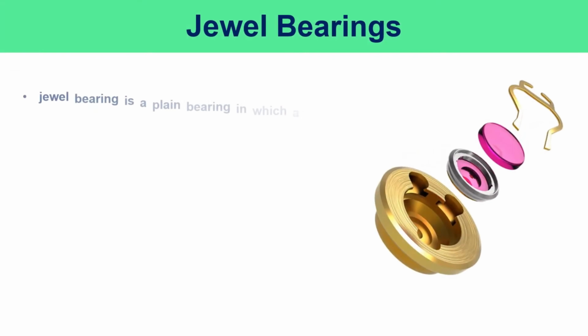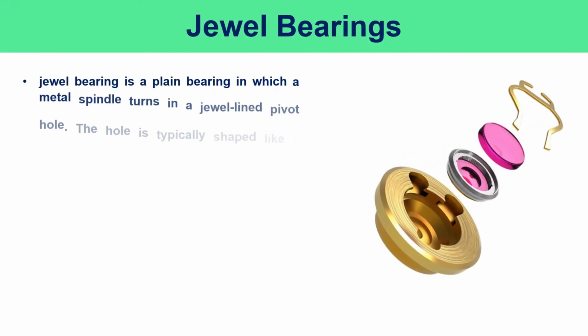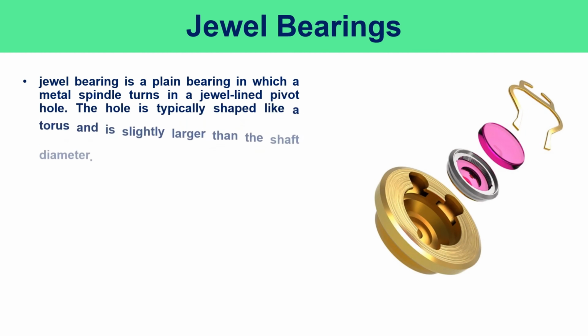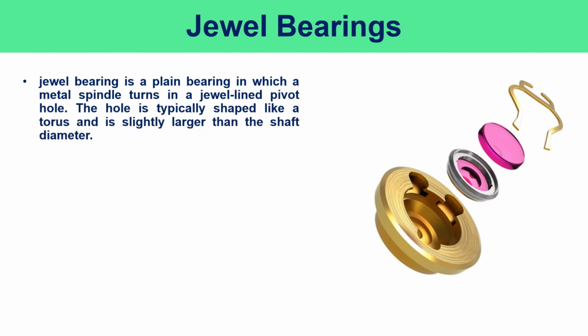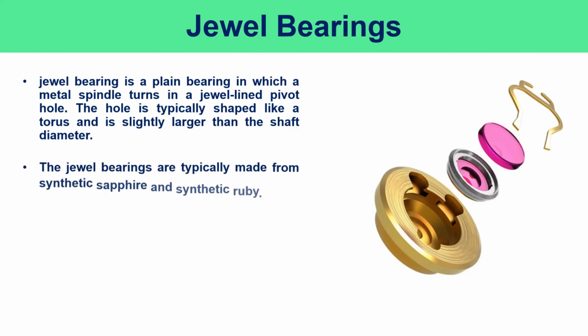A jewel bearing is a plain bearing in which a metal spindle turns in a jewel-lined pivot hole. The hole is typically shaped like a torus and is slightly larger than the shaft diameter. Jewel bearings are typically made from synthetic sapphire and synthetic ruby.